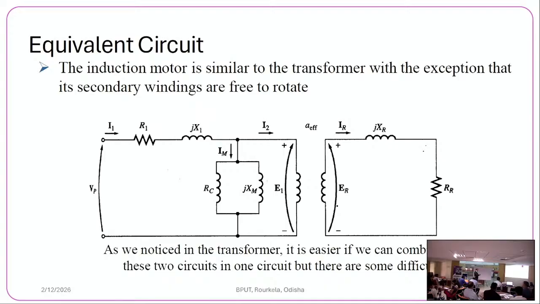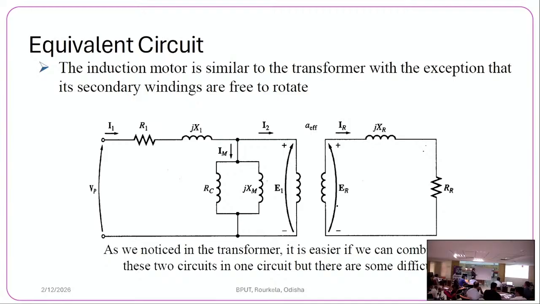We have three inductances. One is XM, which corresponds to air gap flux. Another is X1, which corresponds to stator leakage flux. And another is XR, which corresponds to rotor leakage flux.